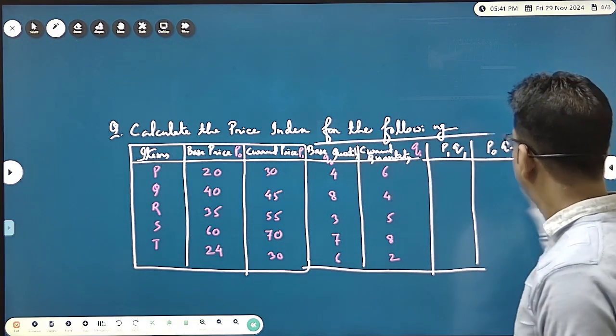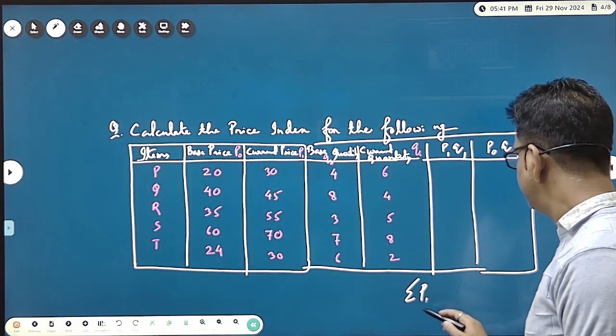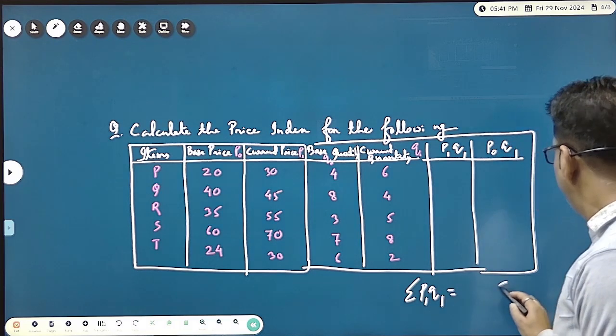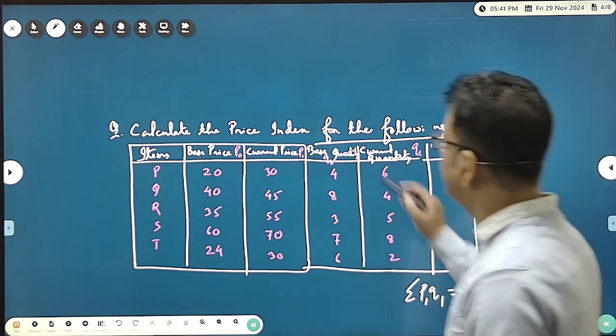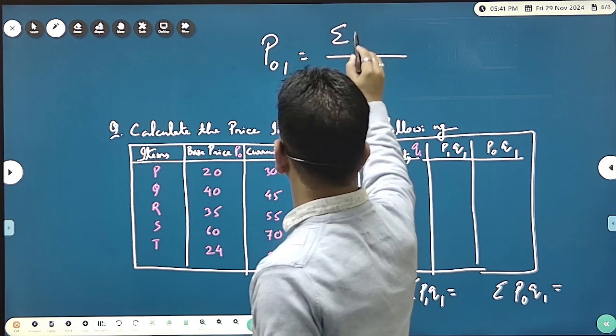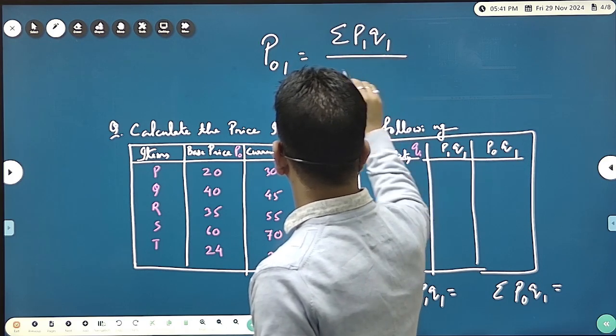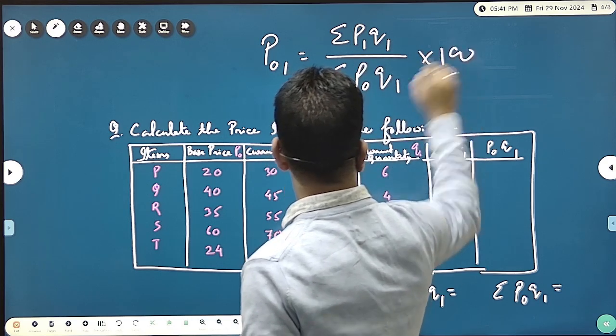After that, it's almost the same thing. We will be getting here summation of P1 Q1, and here summation of P naught Q1, both the answers, and then we will find the price index by Paasche's method. It goes like summation of P1 Q1 over summation of P naught Q1, the whole multiplied by 100. So almost the same.